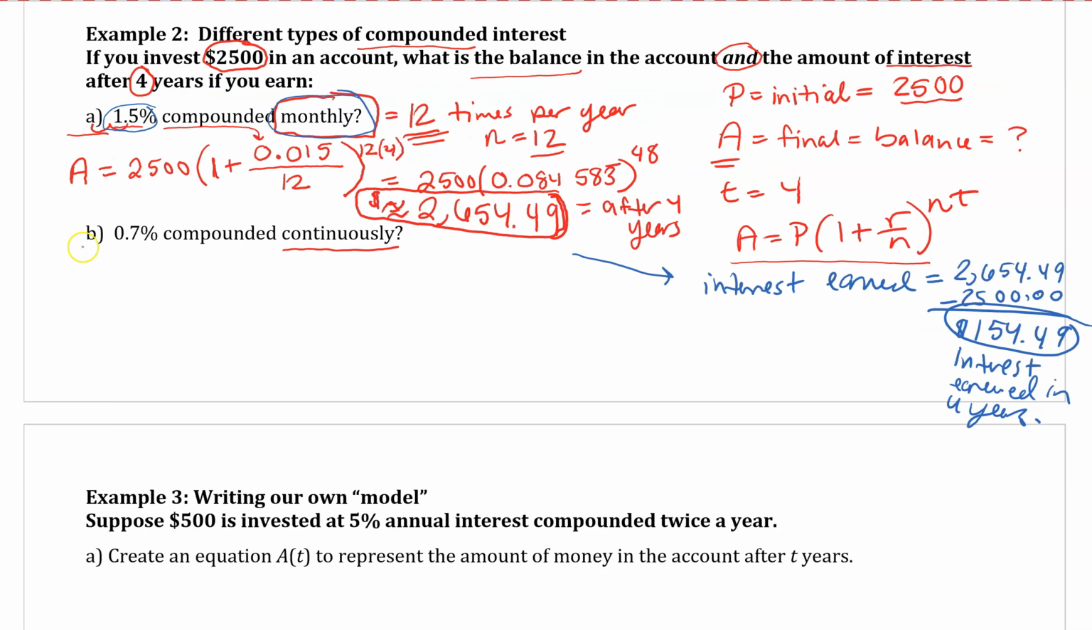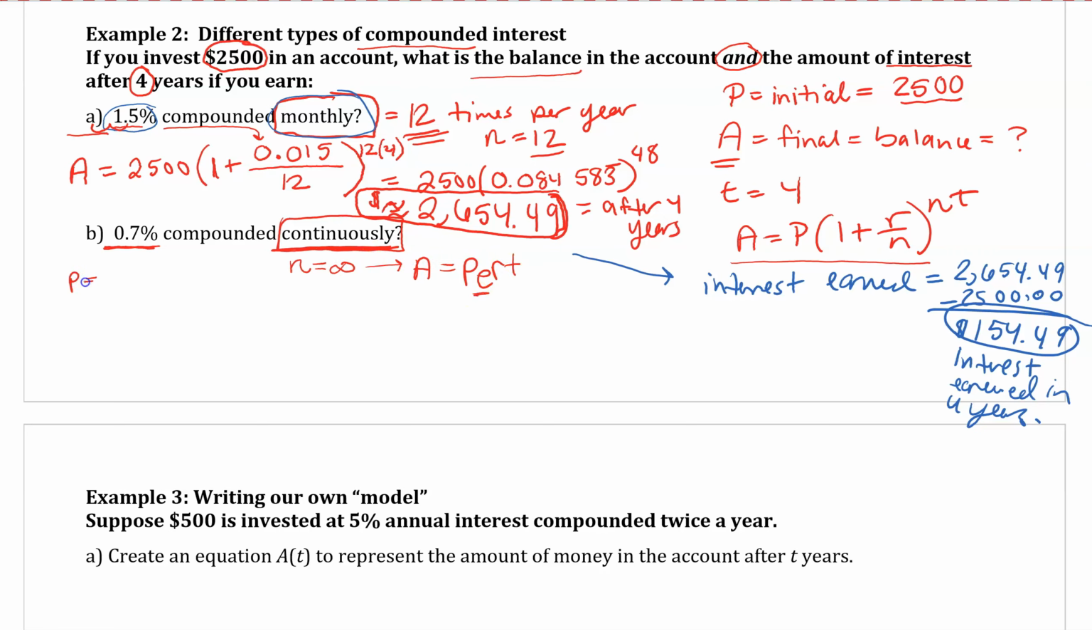The other part of this question wants us to figure out what would the final amount be and the interest earned if I had an interest rate of 0.7% and it's compounding continuously. When you see this word continuously, that's when we want to think about, okay, the number of times per year has gone to infinity. This is the Pert formula. This is where I'm dealing with E now, a base of E.